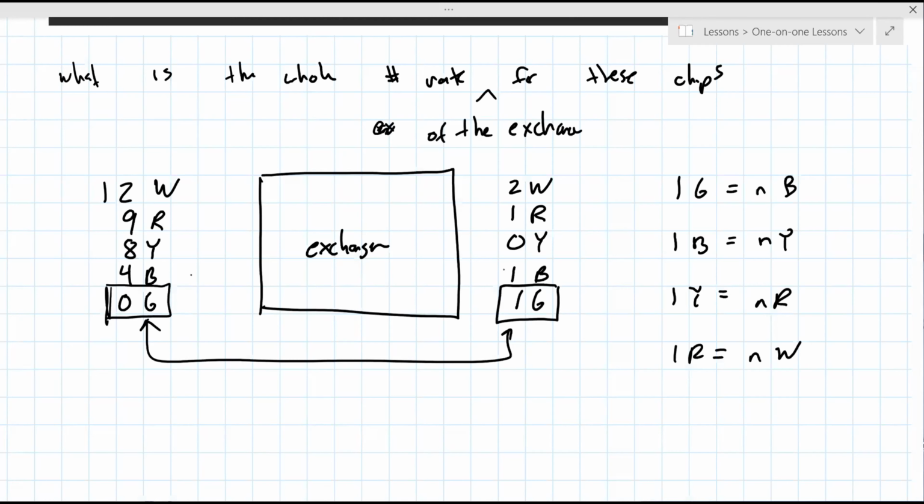So, greens go to blues, blues go to yellows. Okay.